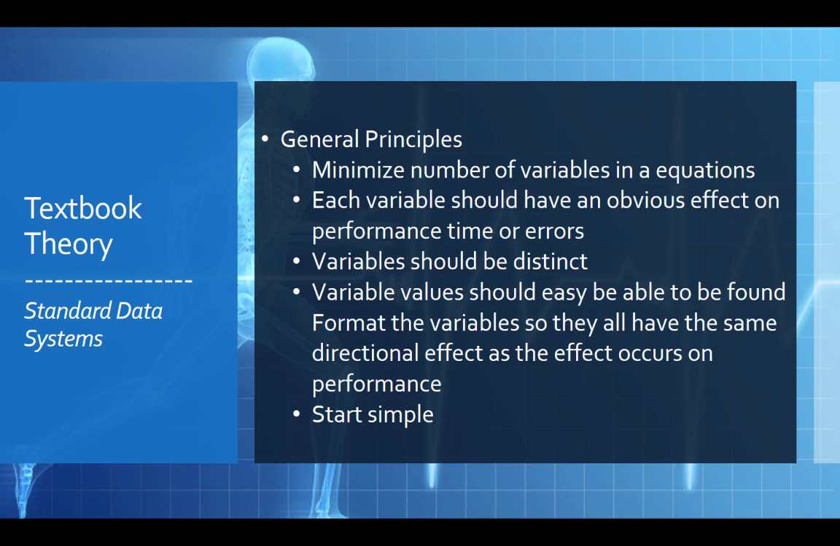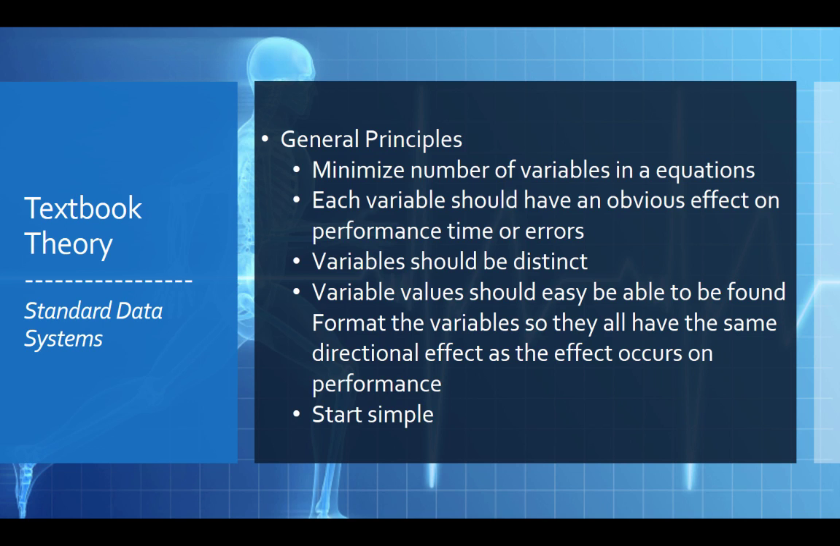For instance, you'll want to minimize the number of variables in an equation, and each variable should have an obvious effect on the performance time or errors. Variables should be distinct, varied one at a time. You don't want overlapping variables. Variables also should be easily found in the projects that you're doing. So if you have maps or diagrams of people, there should be weight from these people that will go directly to the variables.